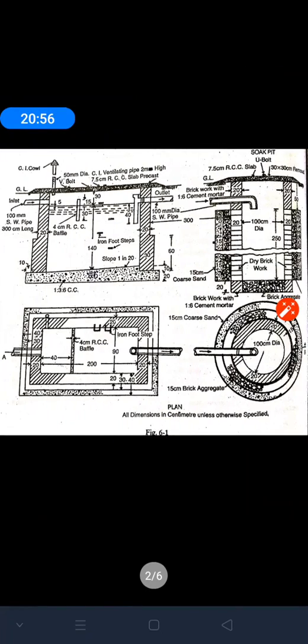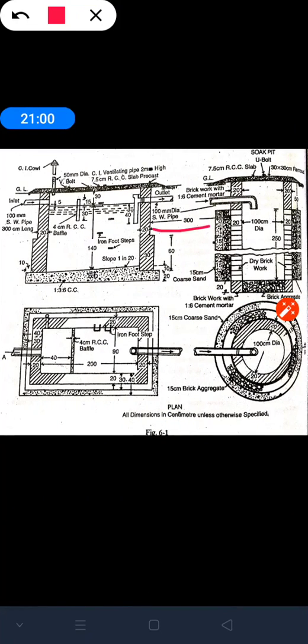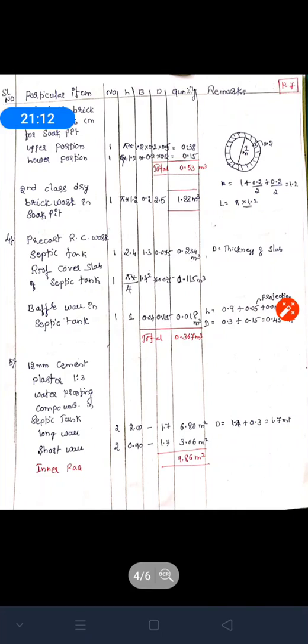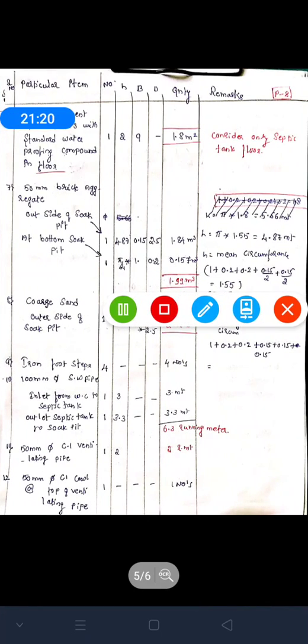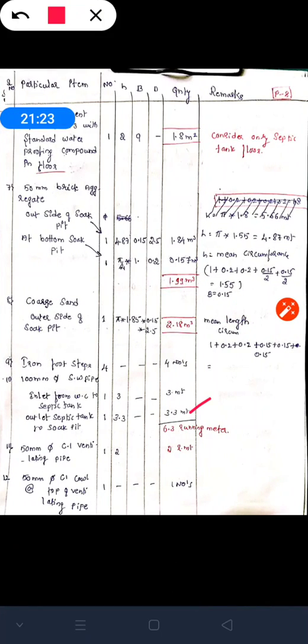3.3 meter means, so here the soak pit is placed at a distance of 3 meter. Then the wall thickness from here to here is 0.15 plus 0.15, it will be 0.3 meter. Then the length will be 3.3 meter. The length will be 3.3, it is placed at a distance of 3.3 meter. It is also measured in running meter. Then the total running meter is equal to 6.3.